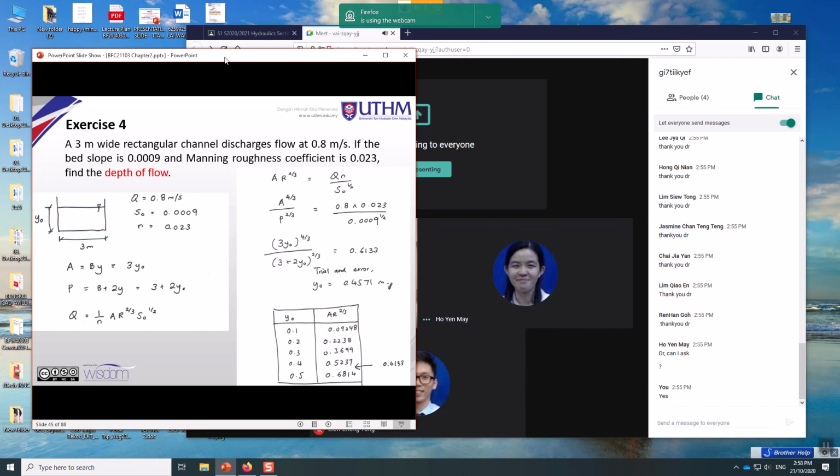As I told you, if you have a better model of calculator, you can key in the expression, make it equal to 0.6133, and you can get the y directly from the calculator. But you have to key in the expression. The expression would be: open bracket 3 times y, close bracket, to the power of 4 over 3, the whole expression, divided by open bracket 3 and so on, until you get y naught equal to 0.6133. Then press the solve button on your calculator, and the calculator will straight away give you the answer of 0.4571. But you have to learn that yourself.